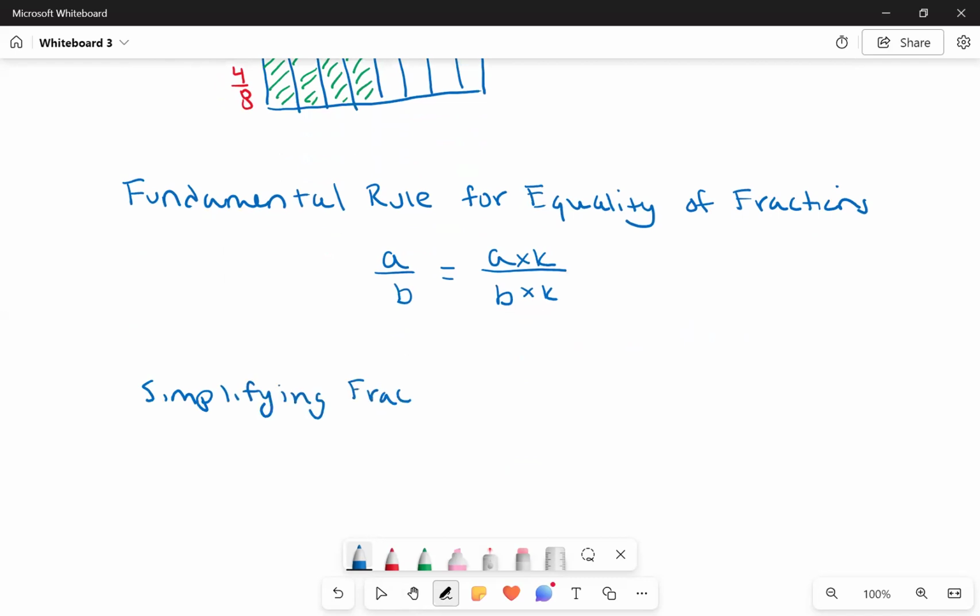Okay, so let me give an example. Let's say we want to simplify 6/15. Using the fundamental rule of equality, I would rewrite 6 as 2 times 3, and then rewrite 15 as 5 times 3. And that allows me to see that the constant happens to be 3, which means that 6/15 is actually the same thing as 2/5. And so we can use this to help us simplify fractions.